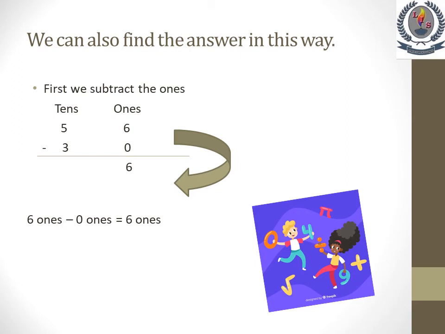we can also find the answer in this way. First we subtract the ones. Ones place having 6 and 0. It means 6 ones minus 0 ones is equal to 6. After subtracting the ones place, you go to the tens place. Tens place having 5 tens and 3 tens. Then 5 tens minus 3 tens equals 2 tens. It means the answer is 26.